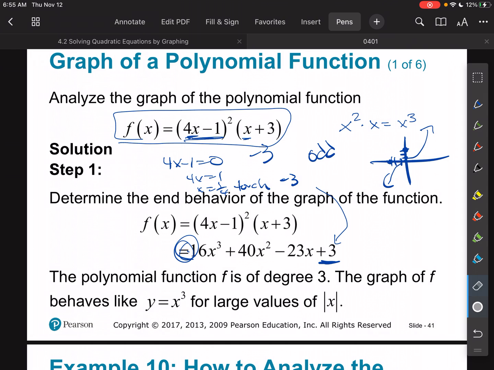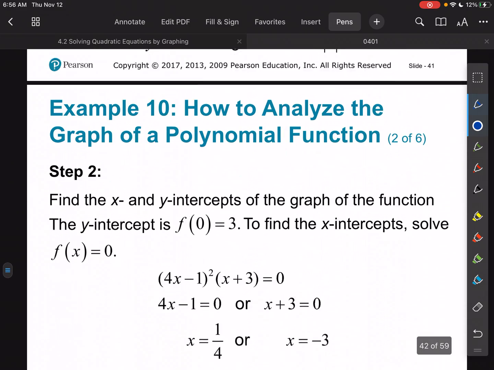Let's put a better picture in here. So now that I know all that information, okay, at -3, we go through. At 1/4, we touch. And at +3, we have a y-intercept. Okay, so here we go. It's going to come up. We're going to go through -3. We're going to cross at 3. We're going to come back down and touch at 1/4. And then we're going to go off this way. Okay, so that's what that should look like.